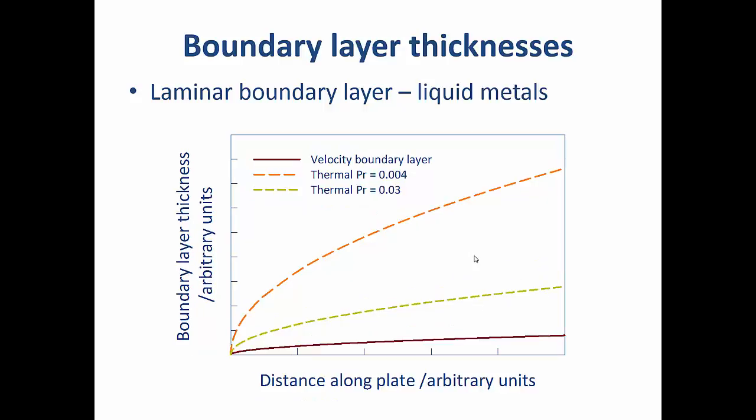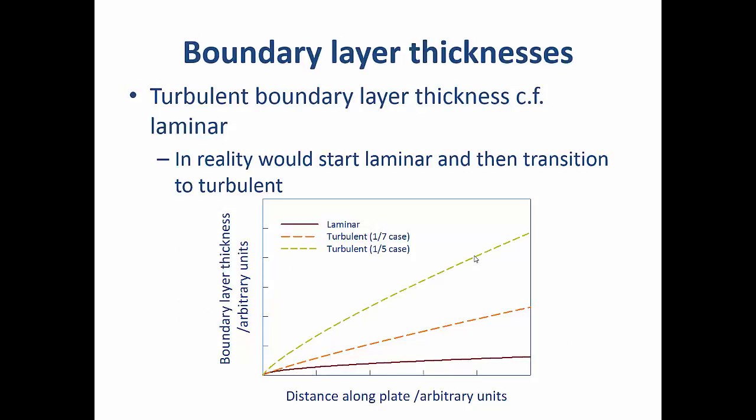The time when this is not true is when you go to liquid metals, where now the thermal boundary layer is notably thicker than the velocity boundary layer, and I've shown it there for a couple of different example Prandtl numbers. And if we're to compare turbulent boundary layer thickness with a laminar boundary layer thickness, then this graph clearly shows that in general the turbulent thicknesses will be notably different from the laminar one, but notice that depending on whether you use 1/5 or 1/7 case, you get quite different values on this sort of arbitrary scale that I've used.